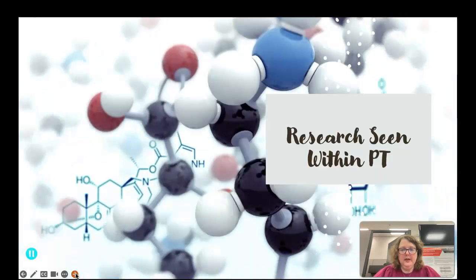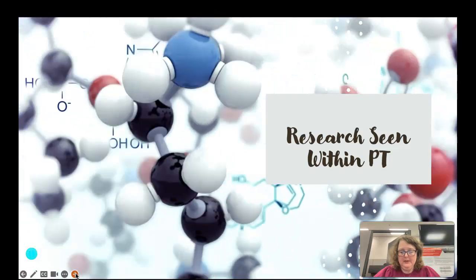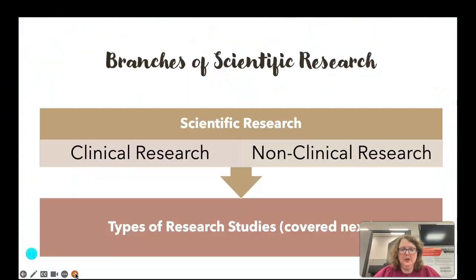There are certain research types seen within physical therapist practice. These include clinical and non-clinical research under the scientific umbrella. Scientific research evidence is empirical evidence acquired through systematic testing of a hypothesis. Therapists access two general types of scientific research, clinical research and non-clinical research. Clinical research involves human subjects and answers questions about diagnosis, intervention, prevention, and prognosis in relation to disease or injury.